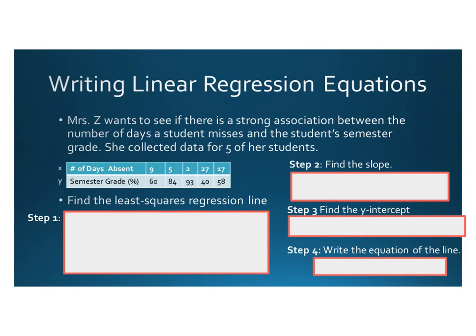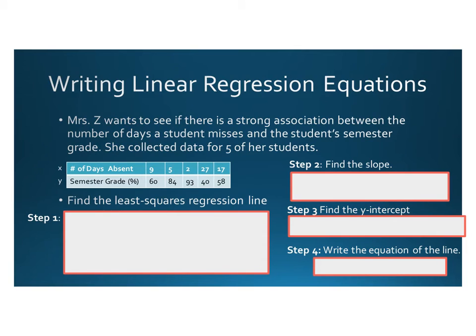Let's look at another example together. Ms. Z wants to see if there is a strong association between the number of days a student misses and the student's semester grade. She collected data for 5 of her students. So notice we've identified number of days absent and the semester grade in percent, and we've labeled number of days absent the x variable and the semester grade the y variable. And our statement says we're going to find the equation of the least squares regression line.